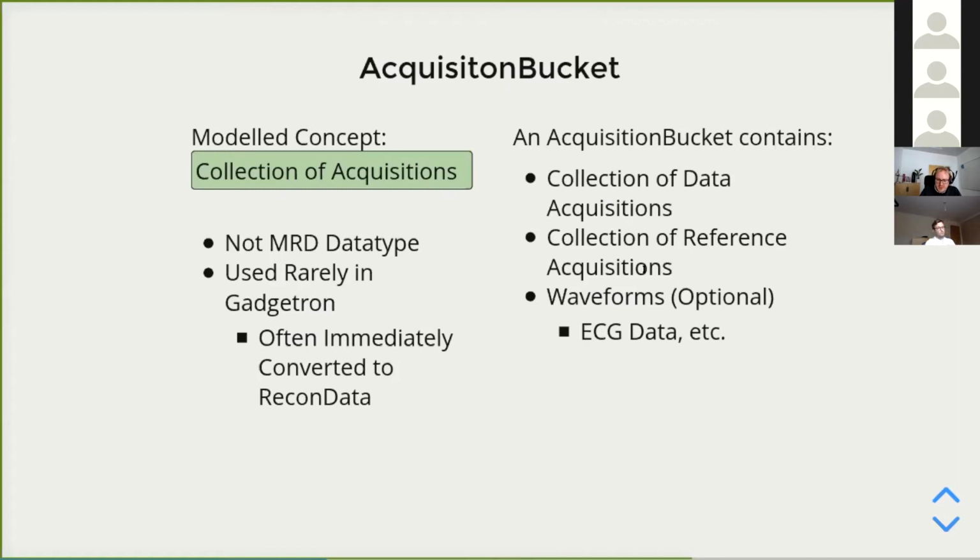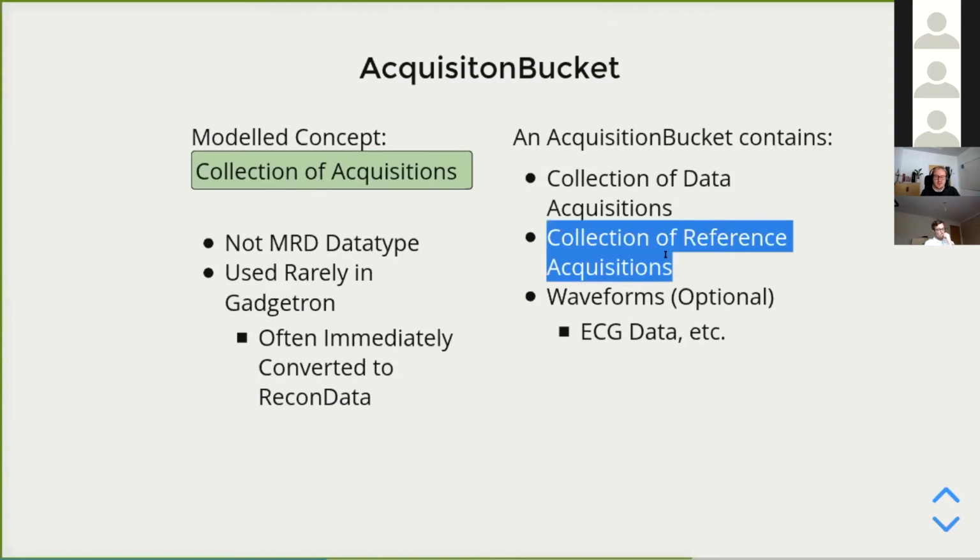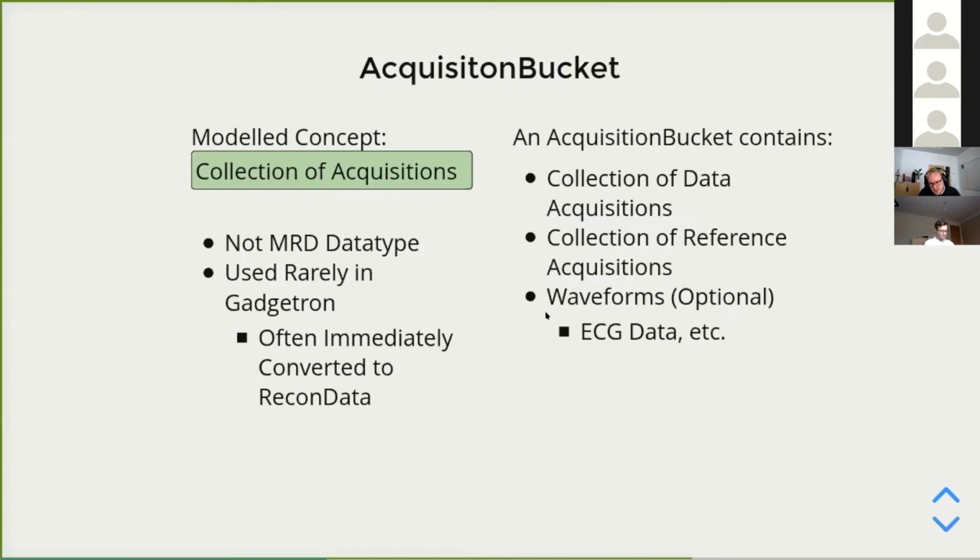An acquisition bucket, in detail, contains a collection of acquisitions and a collection of reference data. Acquisition accumulate trigger gadget looks at your acquisitions, and if it determines that they are in fact reference data and not data acquisitions, it'll set them aside and keep them in a different collection. It may also contain some waveforms that were received while the bucket was being accumulated. This could be ECG data or whatever waveforms you're sending. But conceptually, buckets are just a very simple collection of acquisitions.